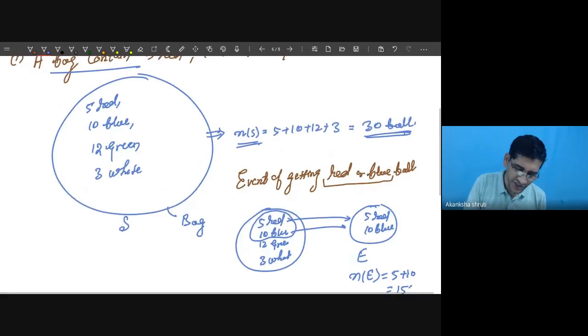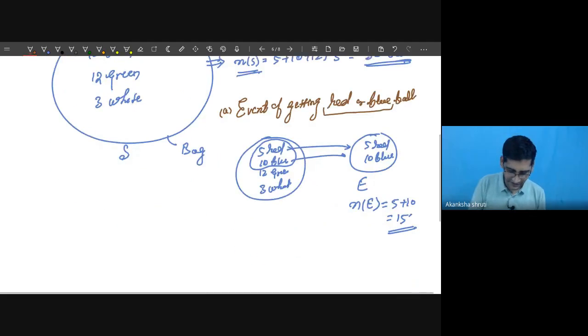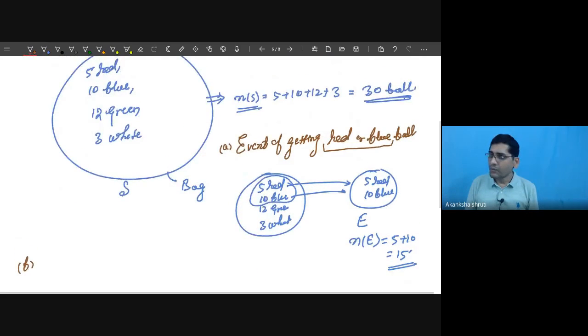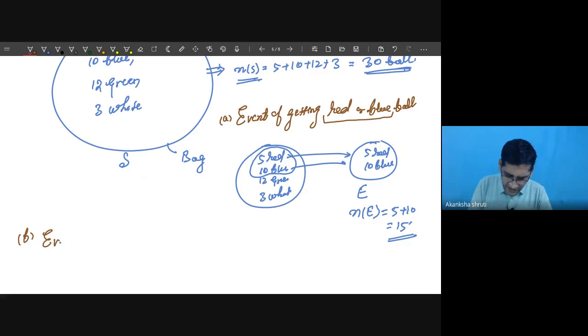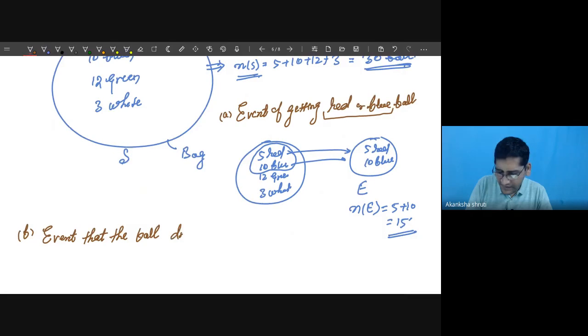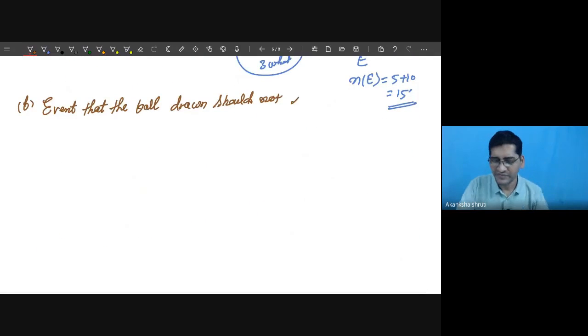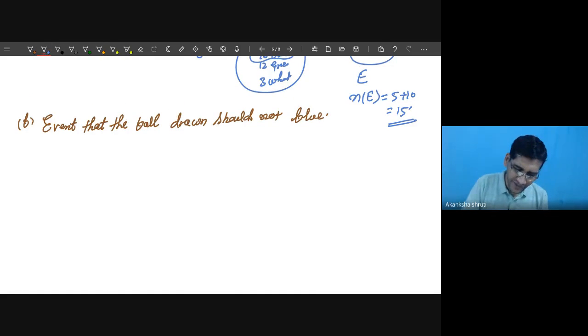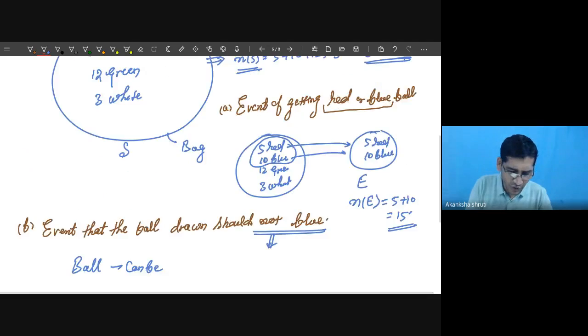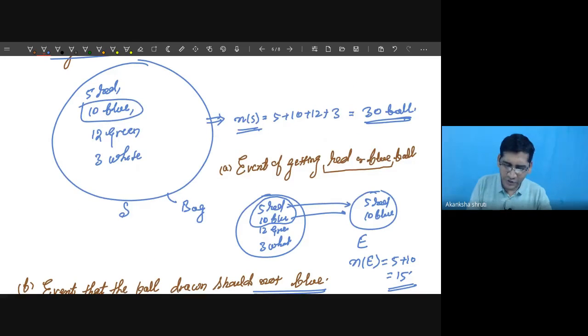Let me take one more event. Let me take the event B: the ball drawn should not be blue. Student, here we are given that the ball should not be blue, meaning blue should be excluded, and all remaining are acceptable. So the ball can be what? Exclude the blue. Blue is this much part. So these 10 have to be excluded.